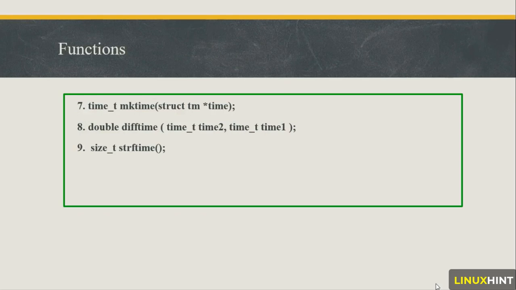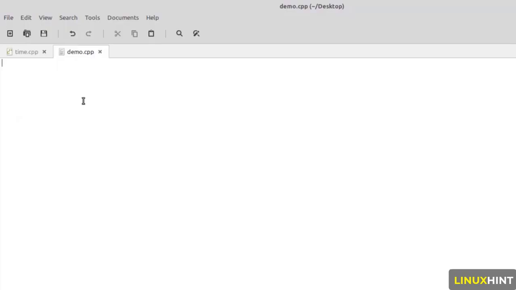So let's see a practical example of a C++ program, that how we can get the current date and time by using C++. This is the demo.cpp file. First of all, we have to include iostream and ctime library. Hash include iostream and now include the ctime library. Define the namespace here. Define the main function now.